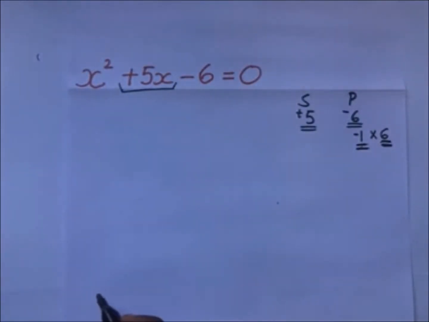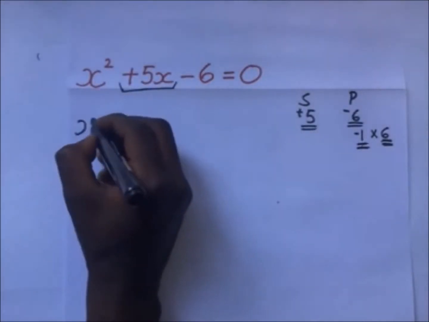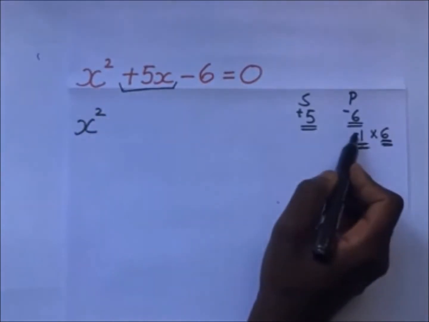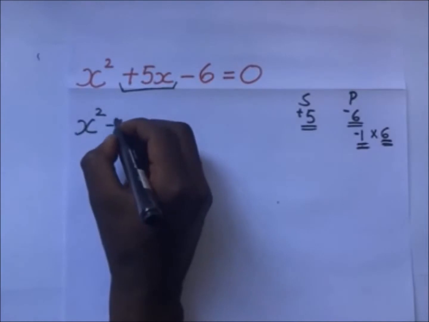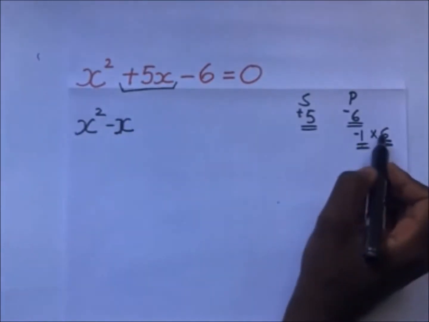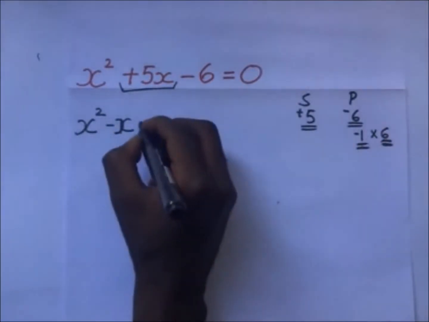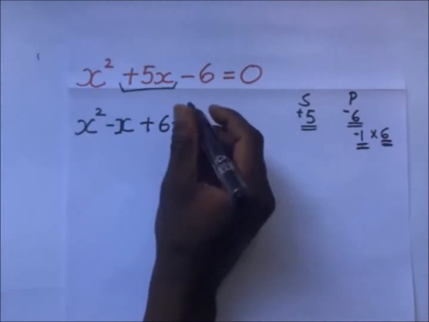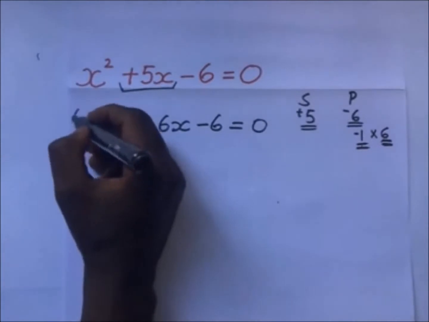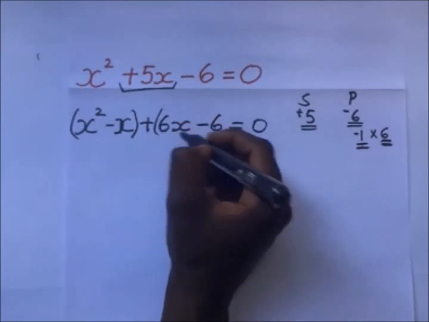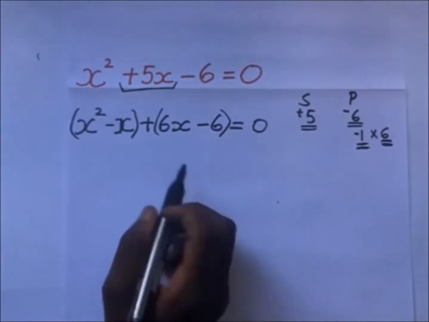So we begin our factorization. This becomes x squared minus x, this is minus 1x, minus x, plus 6, this is positive 6, so it is plus 6x, then minus 6, is equal to 0. Then we introduce brackets and factorize out.